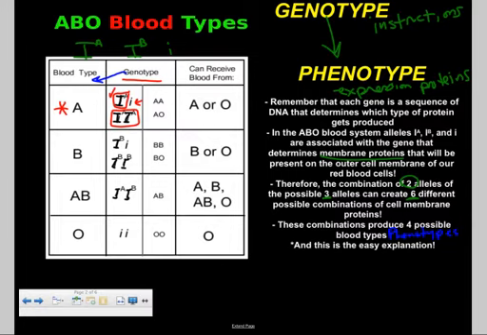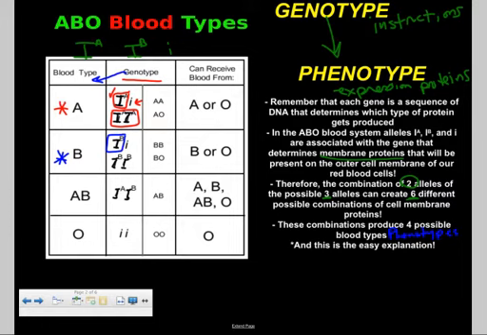The same inheritance is true for B. When you inherit the I can produce B protein from one parent, as long as you have that dominant allele, it doesn't matter whether or not it's combined with the recessive or with another dominant, you have the ability to produce B proteins. Thus, your blood type is type B.